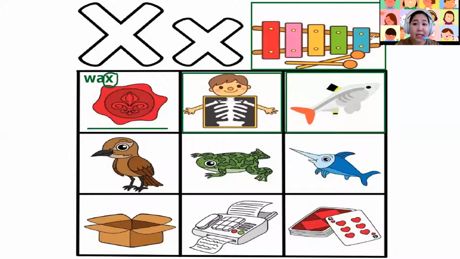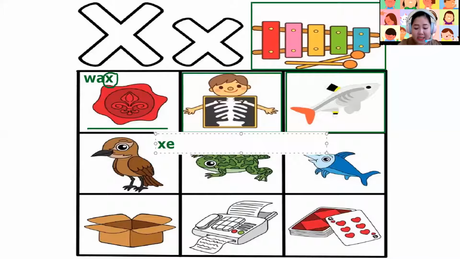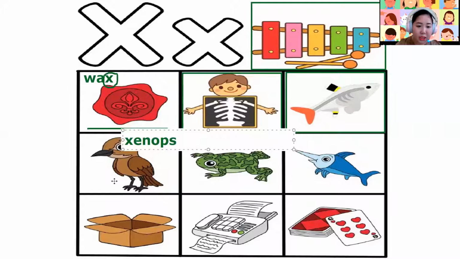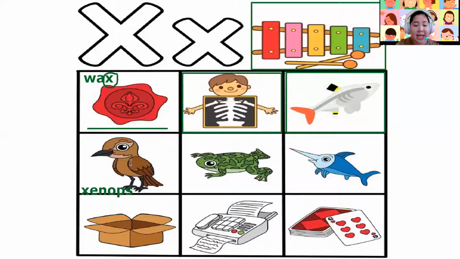For our next picture that begins with the letter X, we have this bird. This bird is called a xenops. So this is how it is spelled. Where do we put it? Okay, this is xenops. And it has the x, x sound in the beginning.